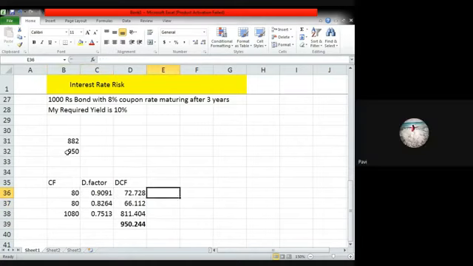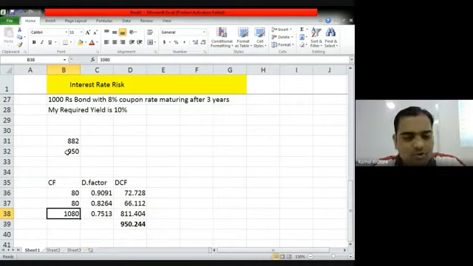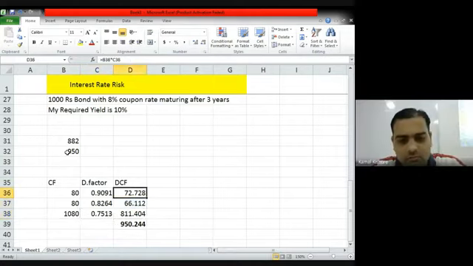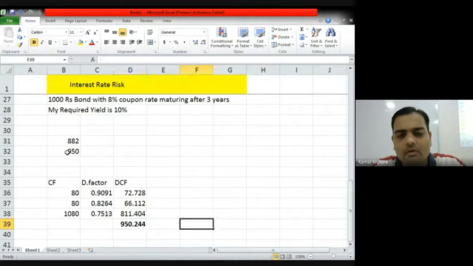Sir, I put the Excel formula, sir. That 1,000 I have put separately, sir. You have put 1,000 separately. Yes, sir. Excel formula I have put it, sir. Okay, no problem.